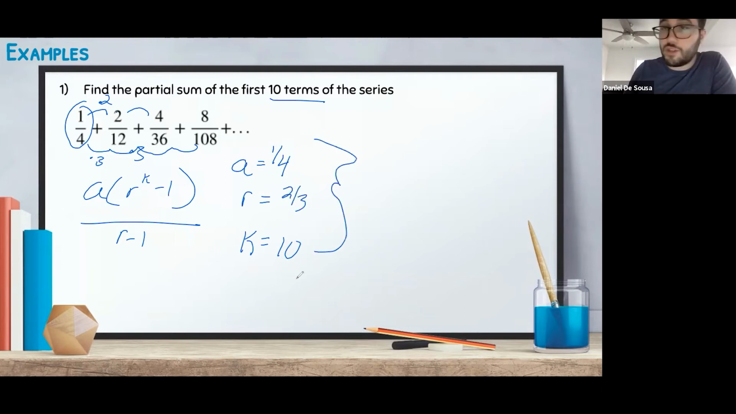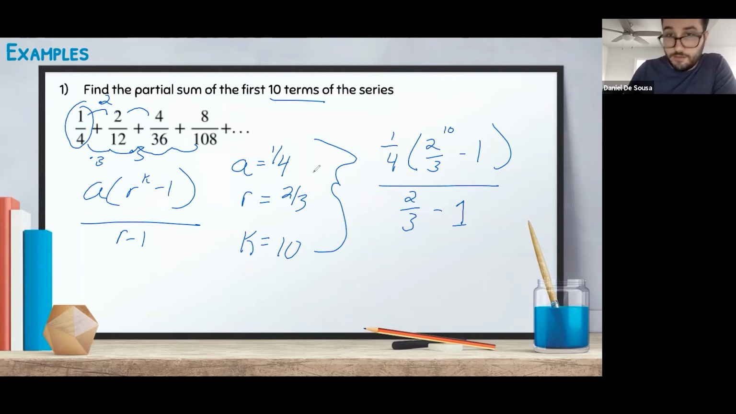All right, so now we can do the work. So 1/4 times my common ratio, which is 2/3, to the K power, which is 10, minus 1, all divided by my common ratio, which is 2/3, minus 1. This is what I will tell you. You're going to put this on Desmos exactly the way it is.